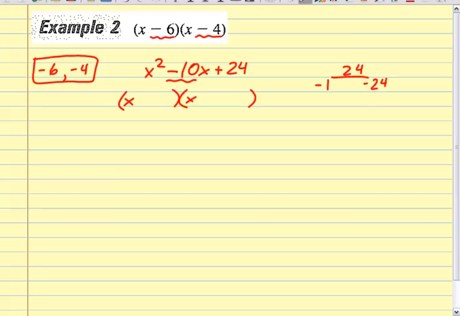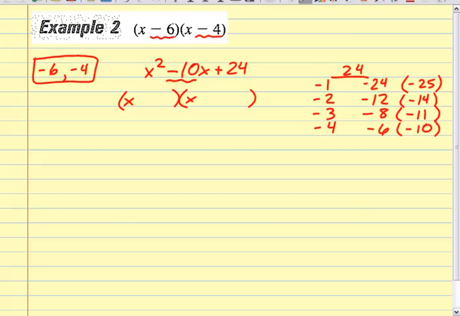-1 and -24, -2 and -12, -3 and -8, -4 and -6. These are all factoring pairs. All of those give me positive 24 when I multiply them. But you see, when I add these two, I get -25. When I add these two, I get -14. When I add these, I get -11. When I add these, I get -10. Well, the pair that I'm looking for adds to -10, so it's going to be -4, -6.